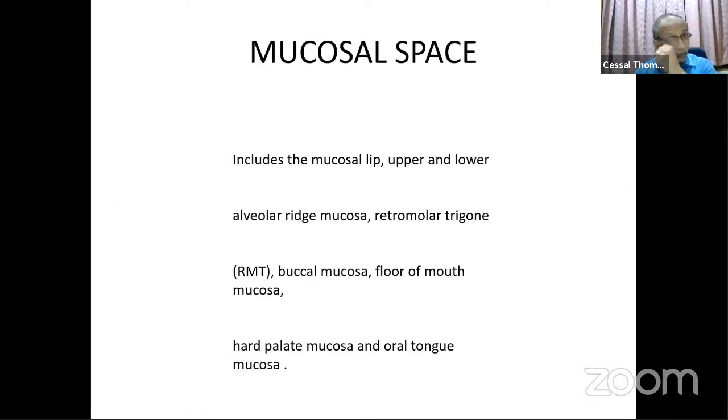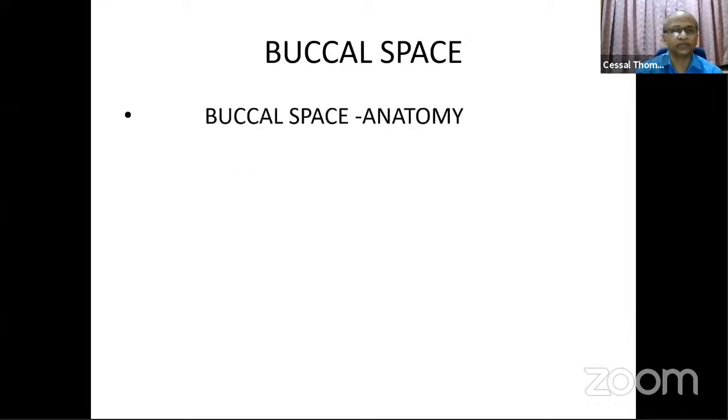And coming to the mucosal space, it involves only the mucosa. So mucosal lining, wherever mucosa is there. So the mucosal space involves all these mucosa: over the lip, over the alveolar process, in the retromolar trigone, in the buccal mucosa, along the floor of mouth, or the hard palate, or over the tongue. So all these come under mucosal space.